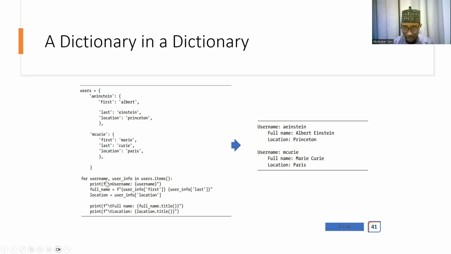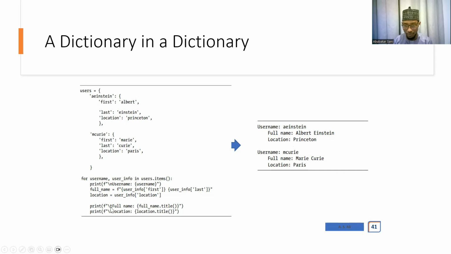where we say for username, user info in users, print the username. So we printed username equals Einstein. So this is what this first line will do. Then the full name, we take the user info. So we take the first, which is this, the first, going to come together with the last, which is Albert Einstein. Then the location is going to be the location from the user info, which is Princeton.